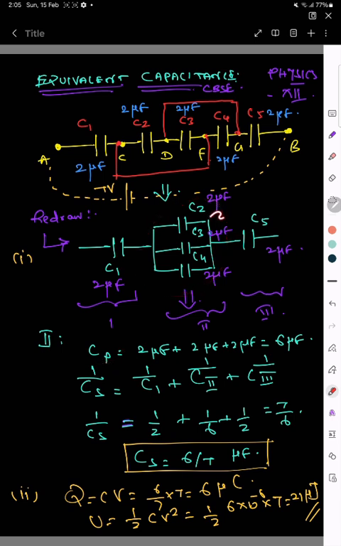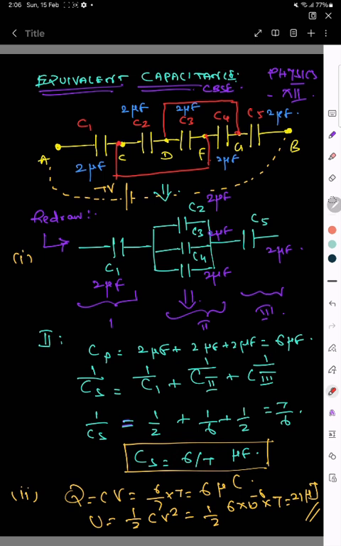Since it's a parallel, each capacitance value 2 microfarad, 2 plus 2 plus 2, it will be this 6 microfarad. That's okay. Then this value will be 6, that is 1 by 6. In the circuit, all these three are connected as a series. Series formula என்ன? 1 by Cs must be equal to 1 by C1 plus 1 by the second portion equivalent capacitance value and third portion capacitance value. So we'll get 1 by 2, 1 by 6 and 1 by 2. If you add it, you will get 7 by 6. Then Cs will be 6 by 7 microfarad.